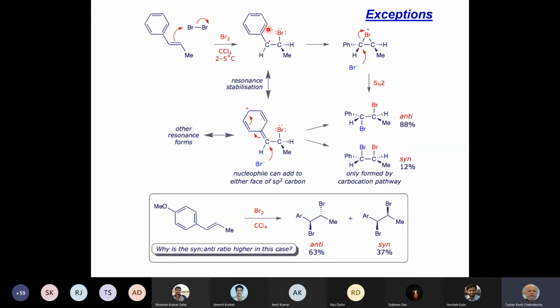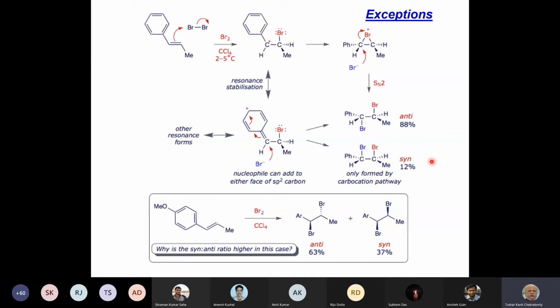So you can change this double bond, you can bring it here, and then all the canonical forms you can draw, and you can see this is getting stabilized. Now when the bromine comes, it can come from the top, or it can come from the bottom. So a little bit of this substrate forms like a syn product, which is attacking this carbon, which is planar now, and so it gives rise to 12% of the syn product, which was not expected otherwise.